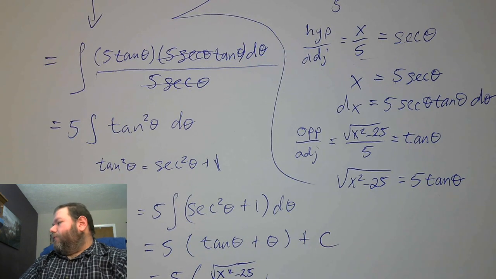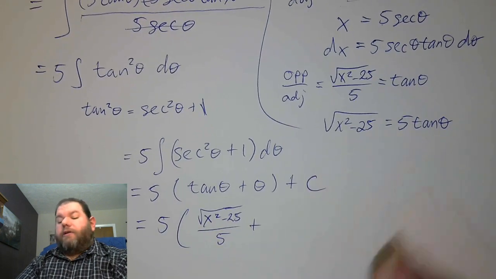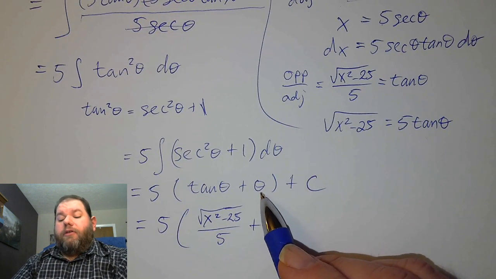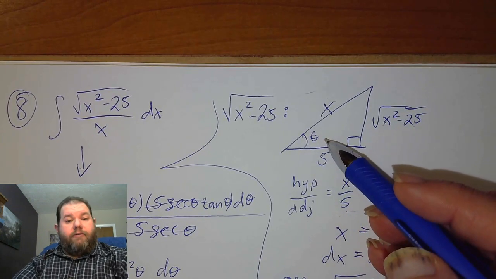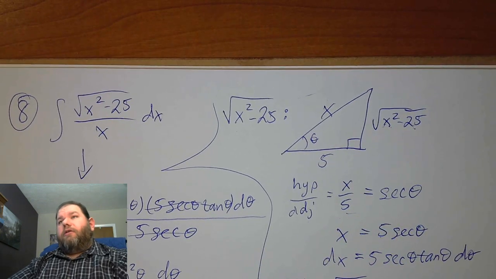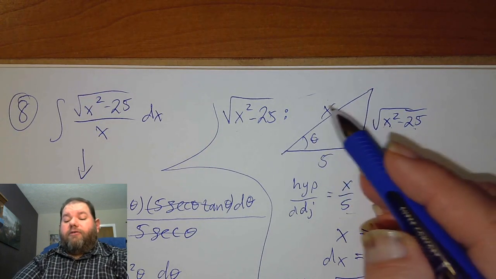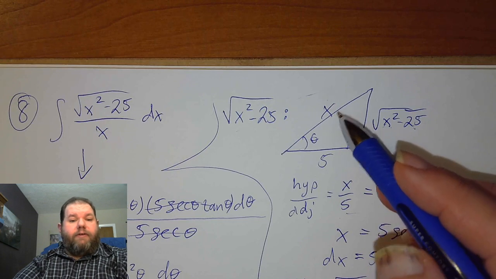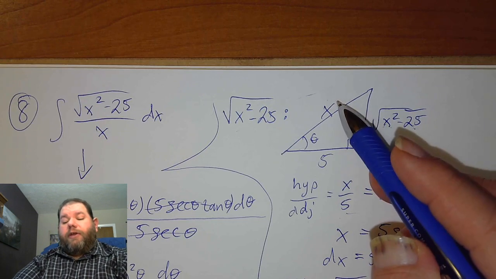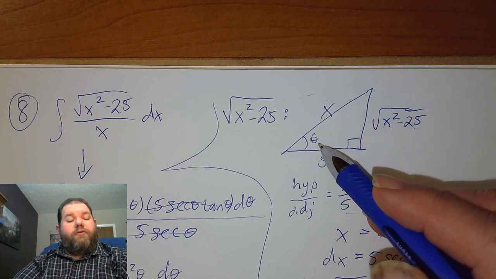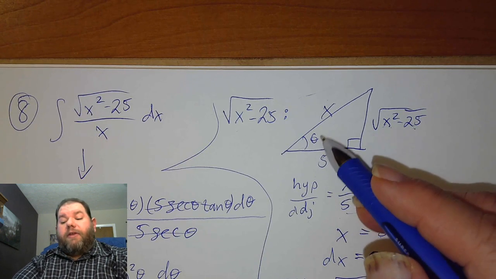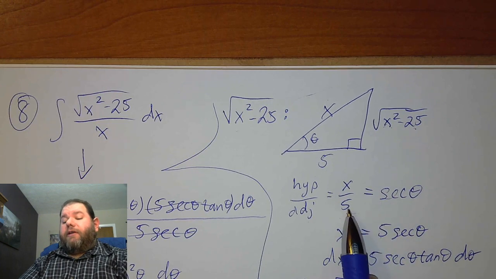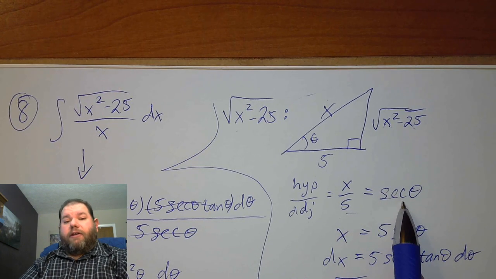But the problem is, what is theta itself? Theta is actually the angle here. We don't know what that angle is, or do we? Well, it turns out this angle is unknown because we don't know how long side x is. Without knowing how long side x is, we don't know the exact value of this angle. It turns out to be a variable angle. But that's okay. As we look here, we said x over 5 is equal to secant theta.